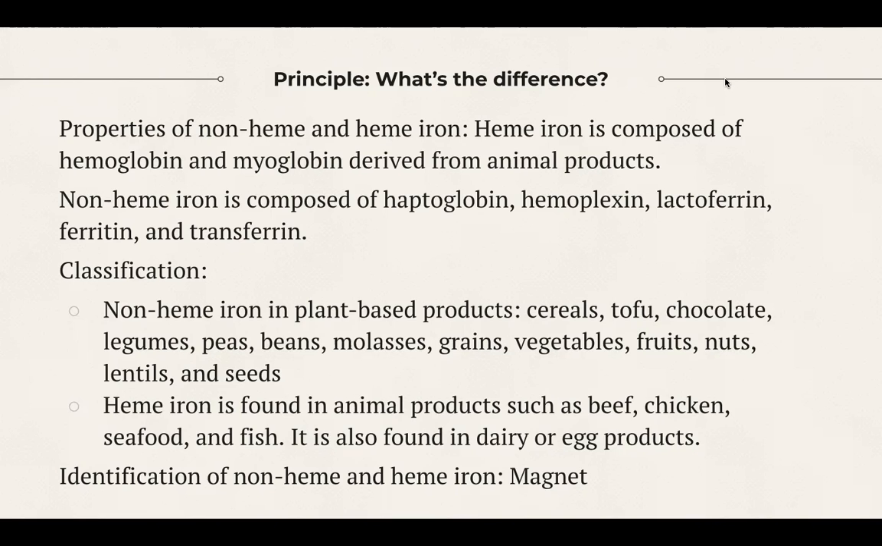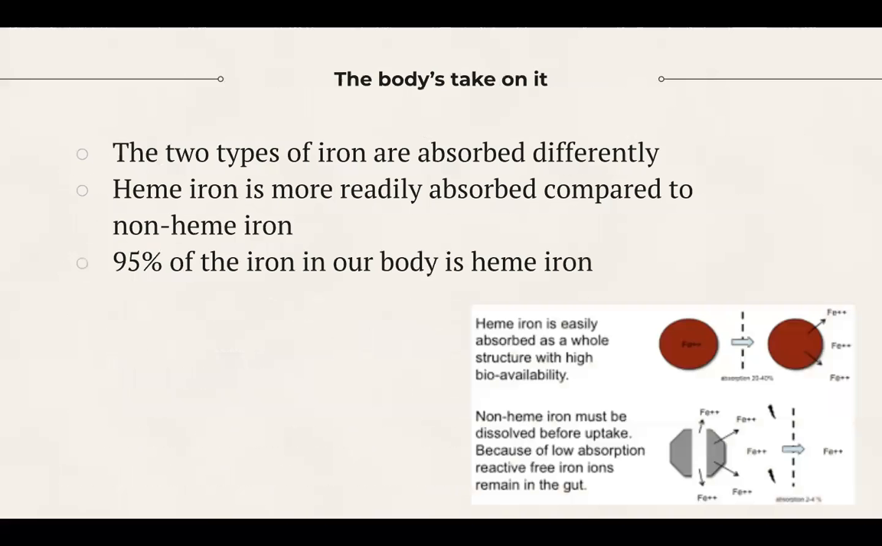It is also found in dairy or egg products. The identification of non-heme iron and heme iron is through a magnet. The body's take on it: the two types of iron are absorbed differently. Heme iron is more readily absorbed compared to non-heme iron. 95% of the iron in our body is heme iron.